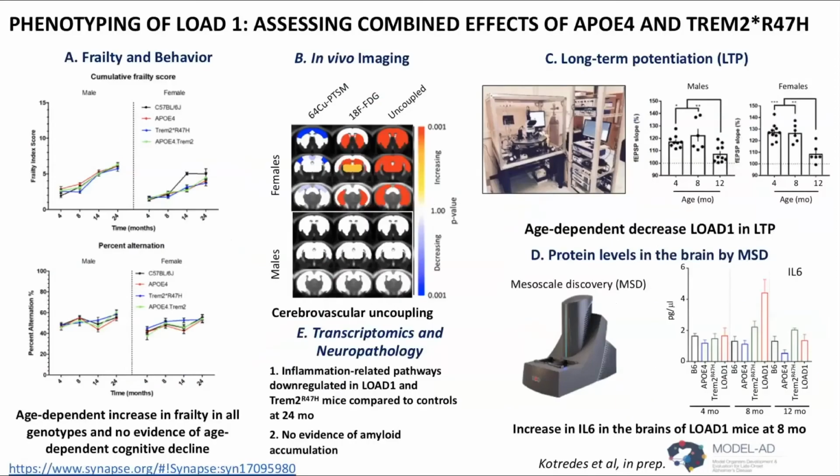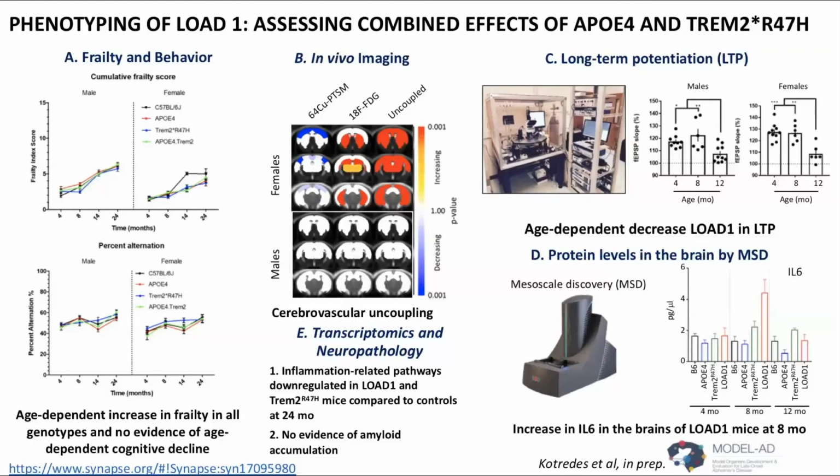So here's the first model that I wanted to go through a little bit of data with, which is the APOE4 TREM2 R47H model. So it's carrying mutations in 2 strong risk genes. We've done a whole variety of assays, including frailty and behavior. And you can see here that as they age, this is a frailty score developed by Stacy Rizzo, which shows that there's no genotype effect here, but as expected, as mice age from 4 through to 24 months, you see an increase in their frailty in both males and females.